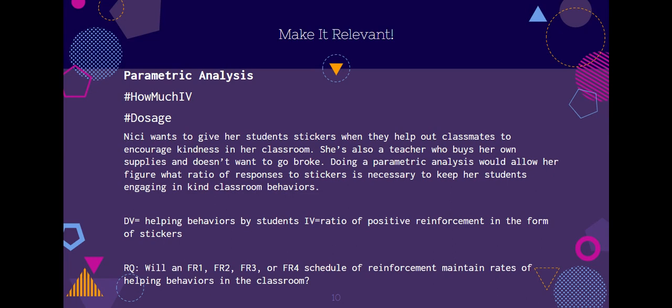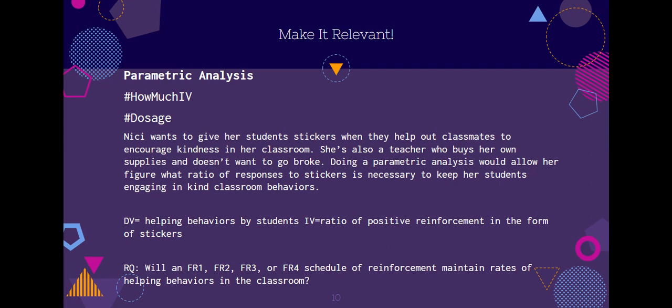For those of you that are teachers, another example like this might be more relevant for you. Nikki wants to give her students stickers when they help out classmates to encourage kindness in her classroom. She's also a teacher who buys her own supplies, sound familiar, and doesn't want to go broke. Doing a parametric analysis would allow her to figure out what ratio of responses to stickers is necessary to keep her students engaging in kind classroom behaviors.